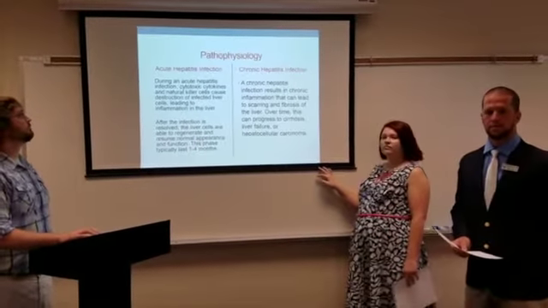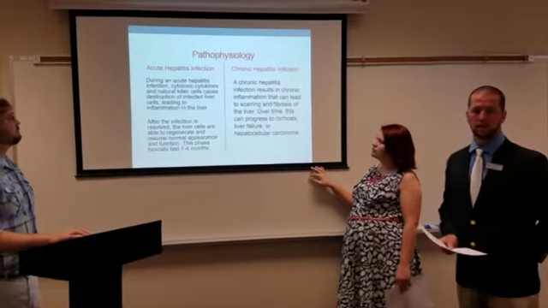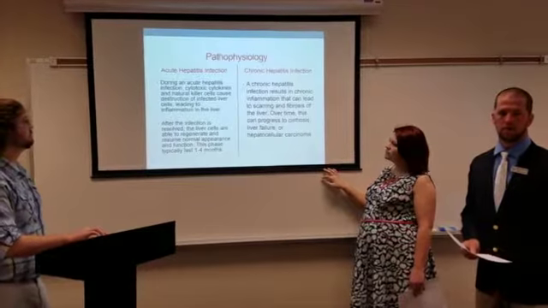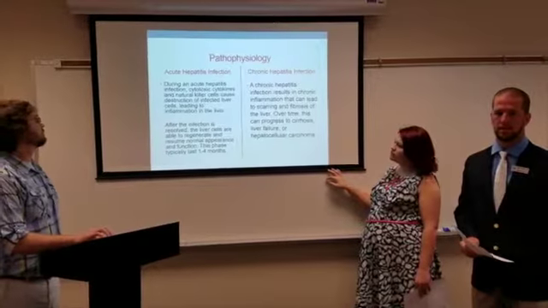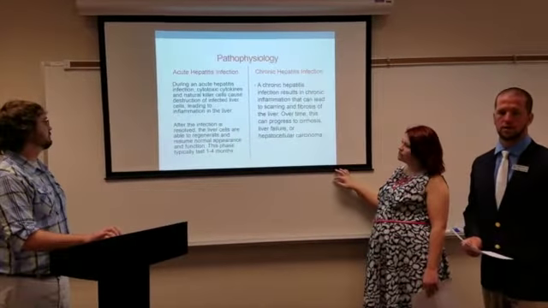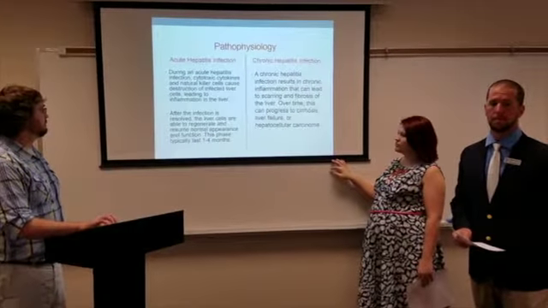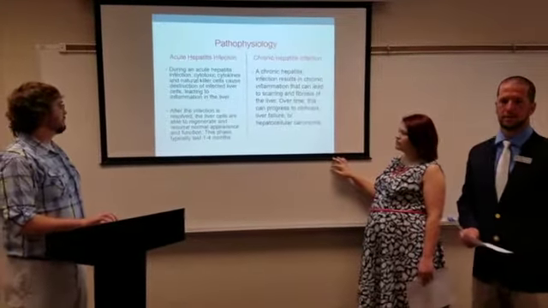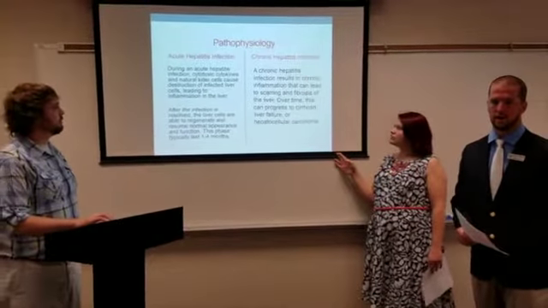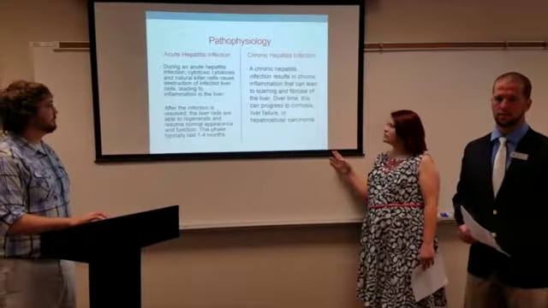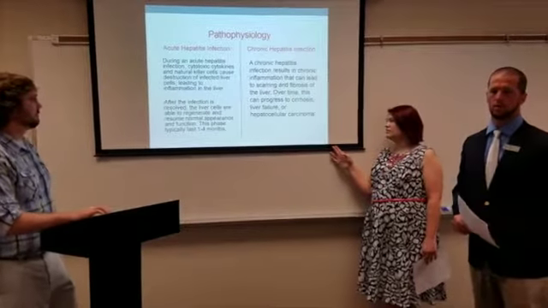Pathophysiology of hepatitis. With an acute hepatitis infection, cytotoxic cytokines and natural killer cells cause destruction of infected liver cells leading to inflammation of the liver. After the infection is resolved, the liver cells are able to regenerate and resume normal appearance and function. This phase typically lasts 1 to 4 months. Chronic hepatitis results in chronic inflammation that can lead to scarring and fibrosis of the liver. Over time, this will progress to cirrhosis, liver failure, or hepatocellular carcinoma.